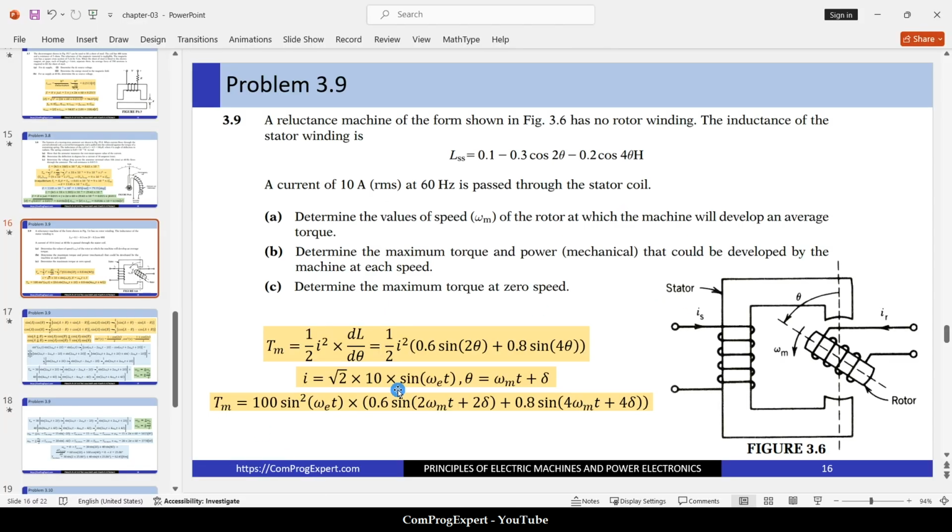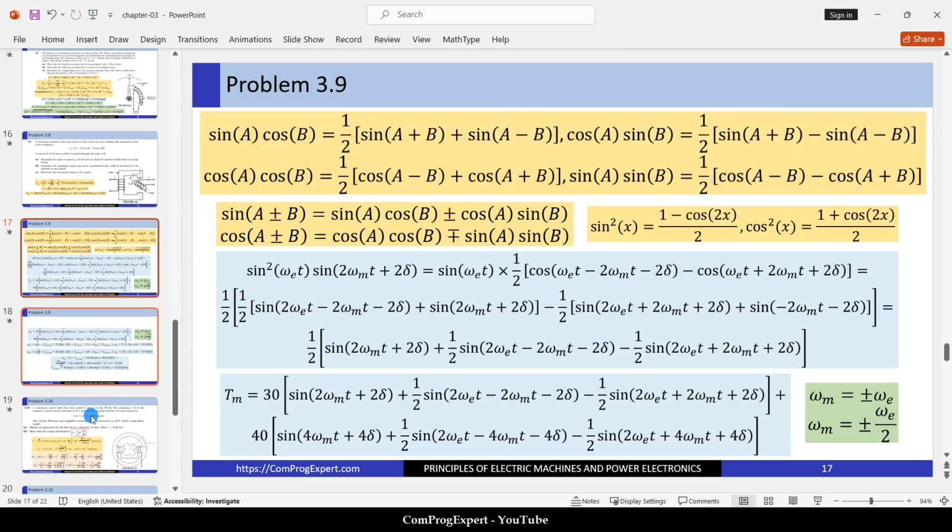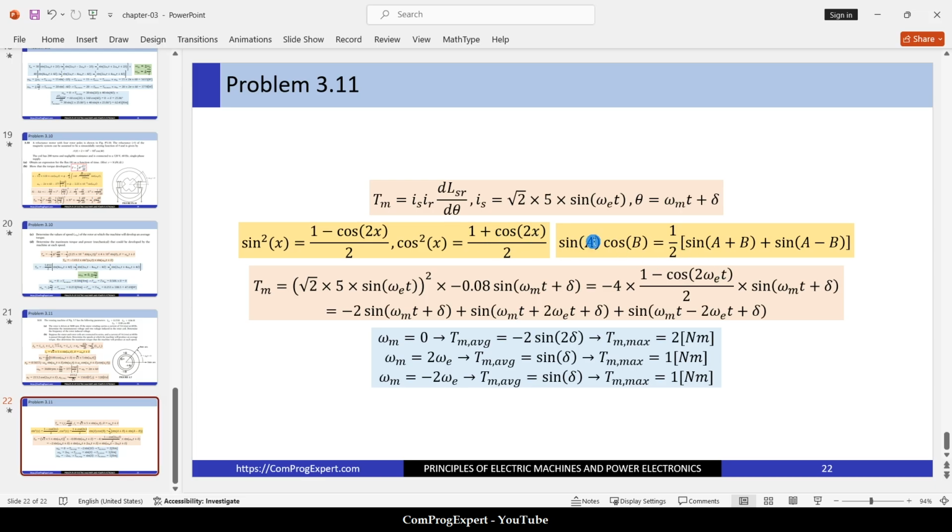So in this case, if we replace the value of the current, we will have this. And if we replace the value of theta, we will have these two terms. The next step is just trigonometry, simplifying this expression. How can we simplify this expression? Here, you remember these important trigonometric equations. In this problem, I am going to use this equation and this equation. In the next problem, I use these equations.